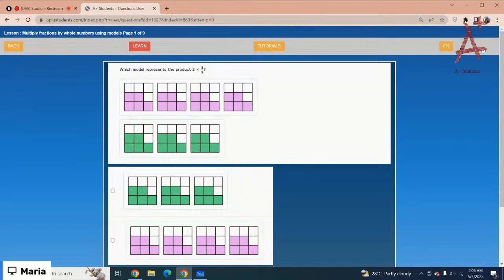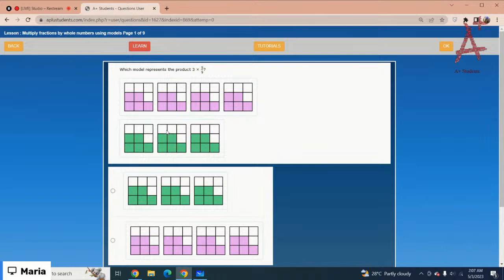The first one is which model represents the product 3 times 5 over 9? So 3 times 5 over 9 means the total shapes are 3, and the total portions are 9, and out of the 9, 5 of them are colored. So if you see the first one, you have 1, 2, 3, 4. There are 4 shapes. We need the one that has 3. Just look at the second one, 1, 2, 3. So this one has 3.